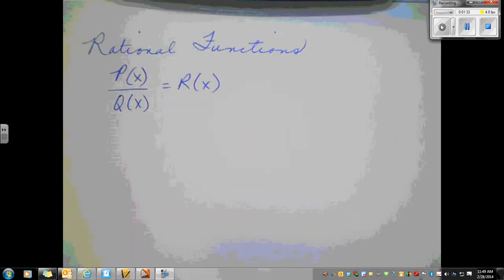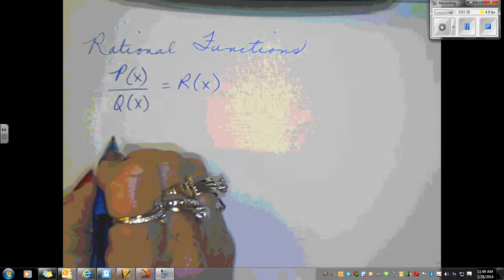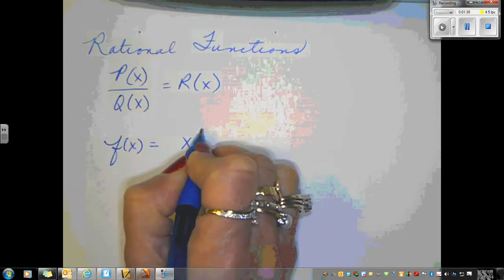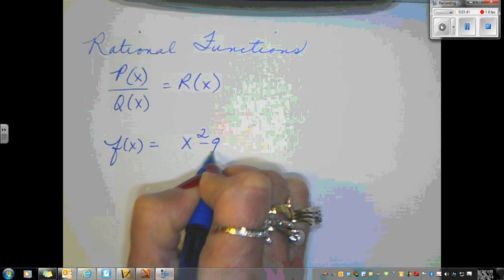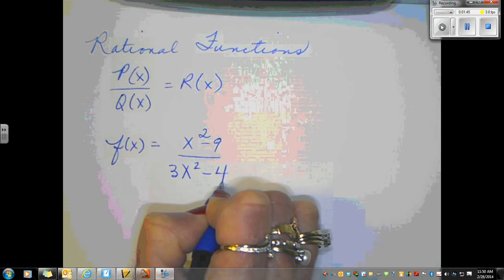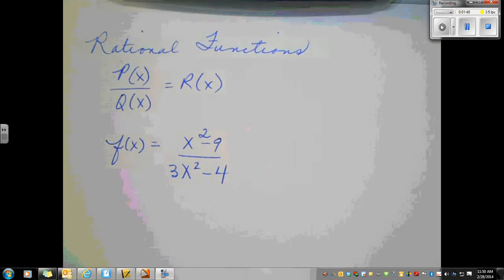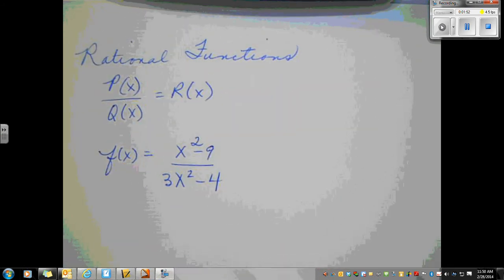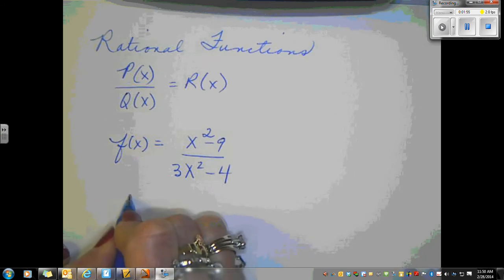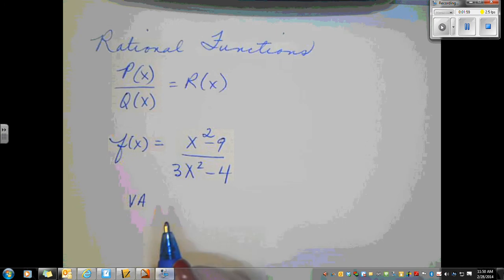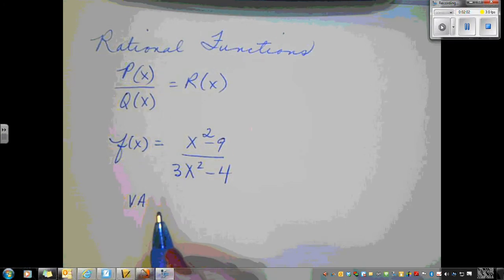All right, we've got to talk about things like if f of x is equal to x squared minus 9 over 3x squared minus 4. Let us talk about vertical asymptotes. How do I find them? Set the bottom equal to 0. Okay, set the bottom equal to 0.